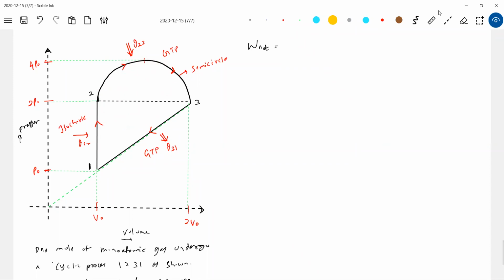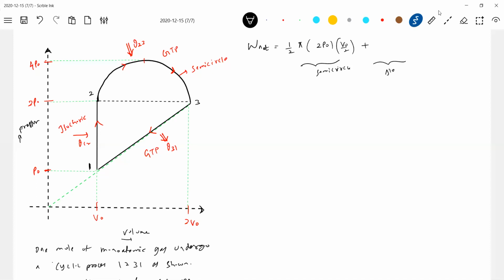So the area of the semicircle is half into pi r square. One radius is 2P naught. What about the other one? It is V naught by 2. So therefore this will be pi, okay, this much here, plus this is the semicircle.